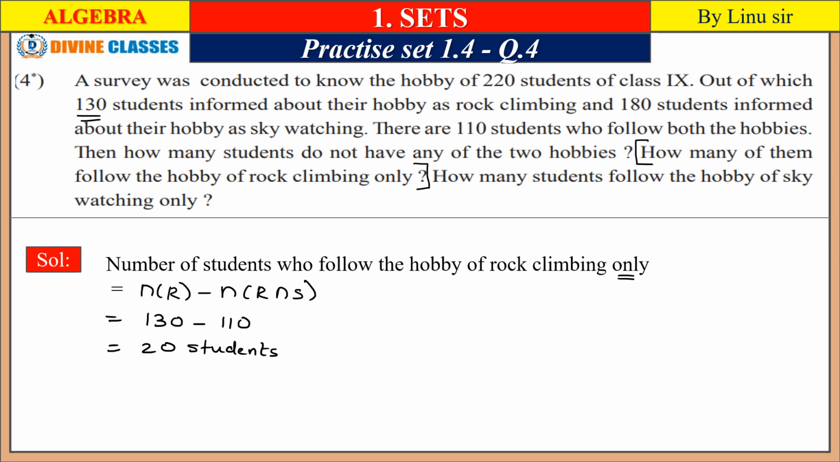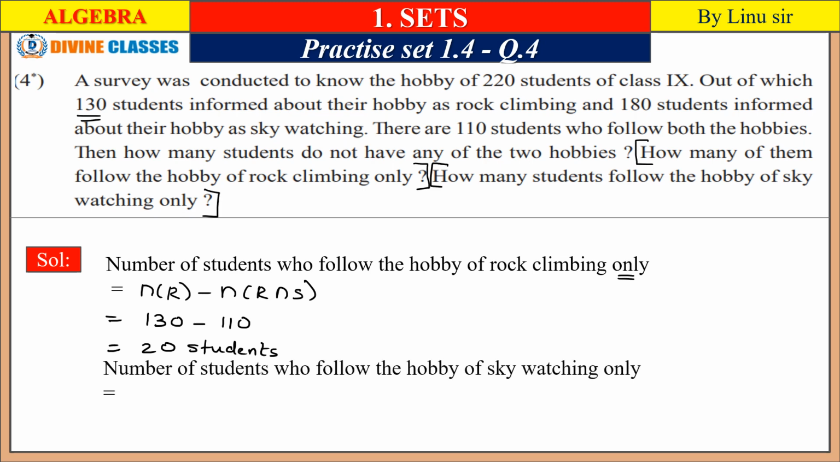Next in the given question, it is asked, how many students follow the hobby of sky watching only? In a similar manner, the number of students who follow the hobby of sky watching only is equal to n(S) minus n(R intersection S). n(S), sky watching, how many students have it? That is 180 students, right? So 180 minus 110 is equal to 70. 70 students.